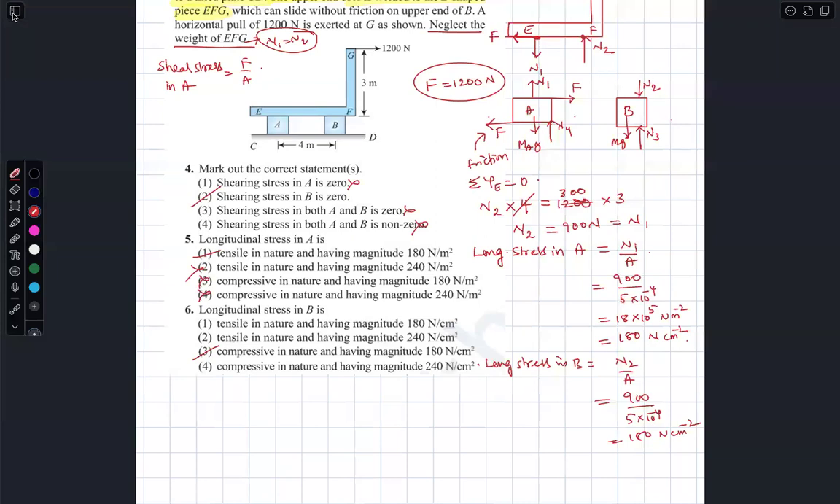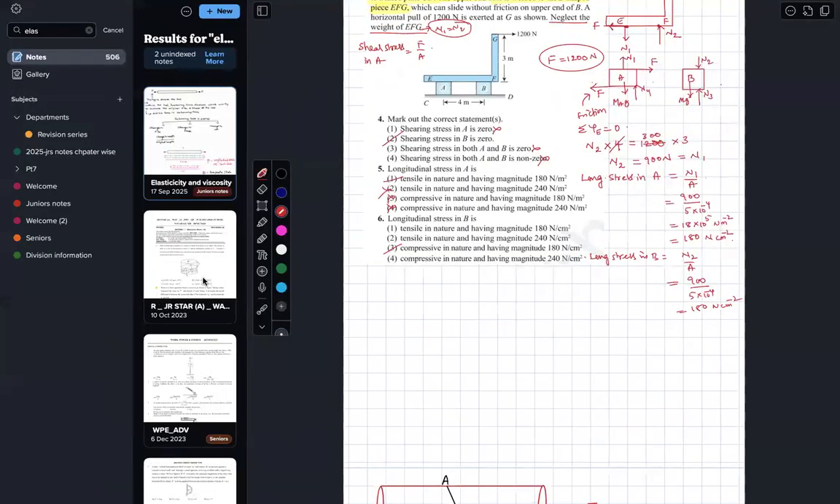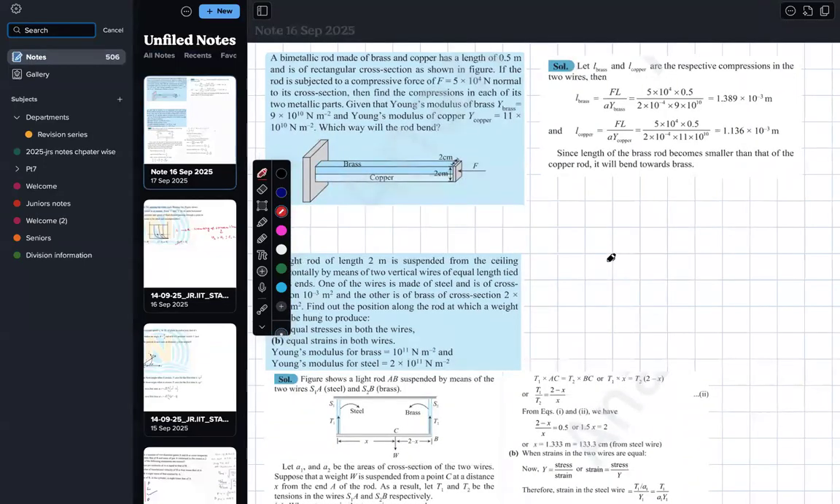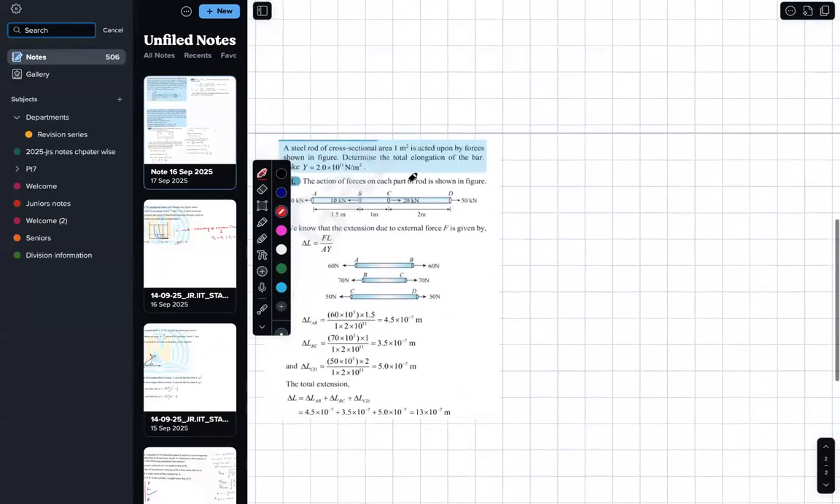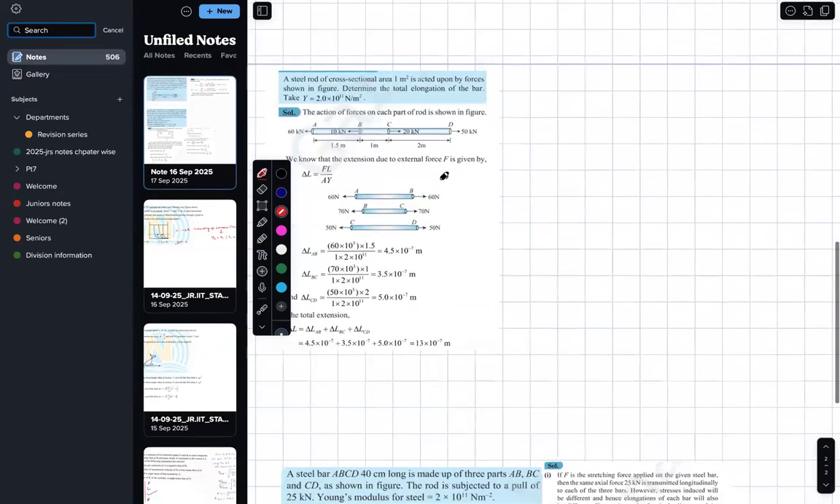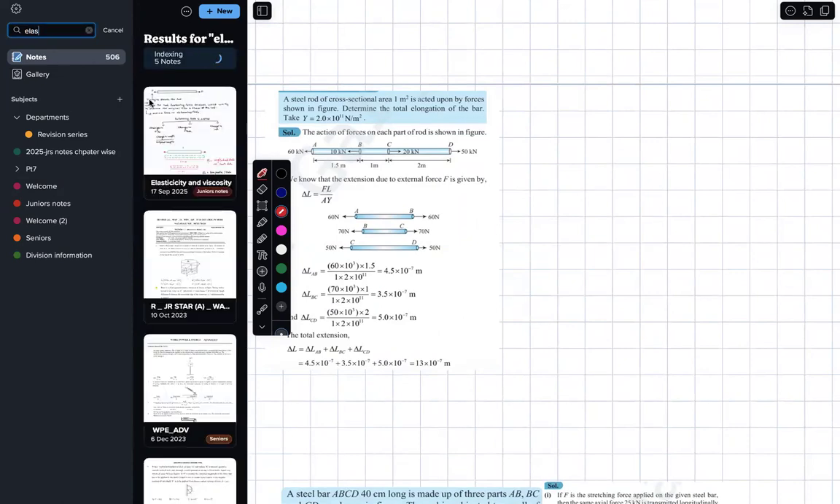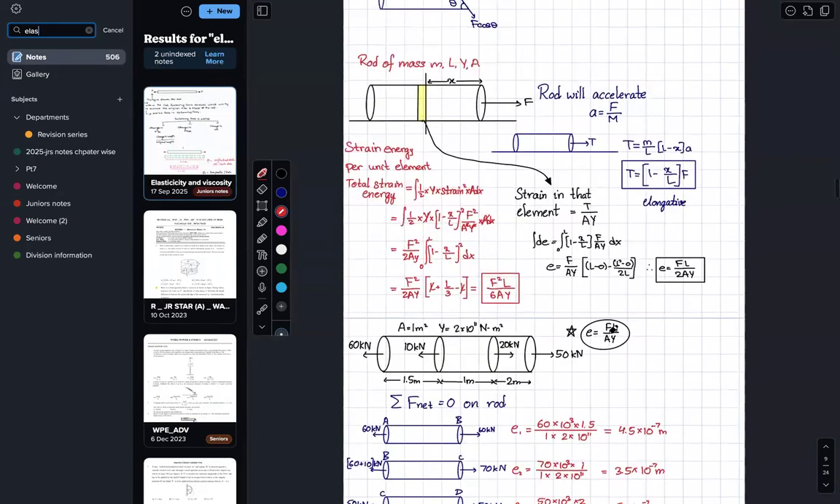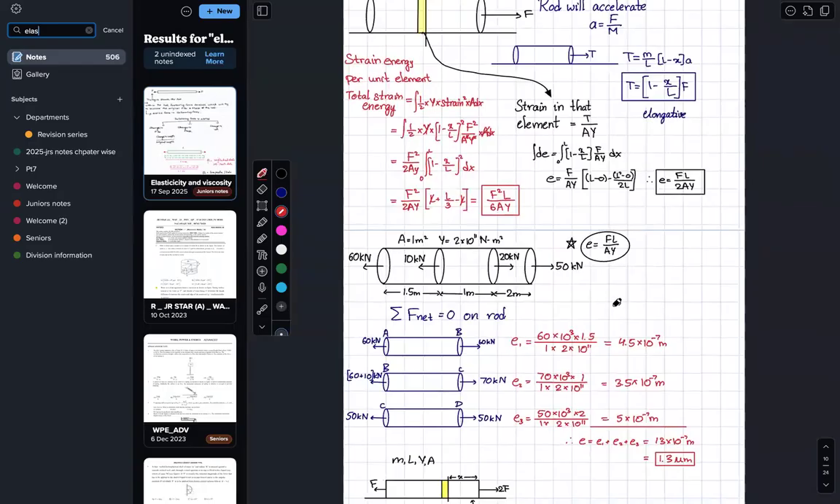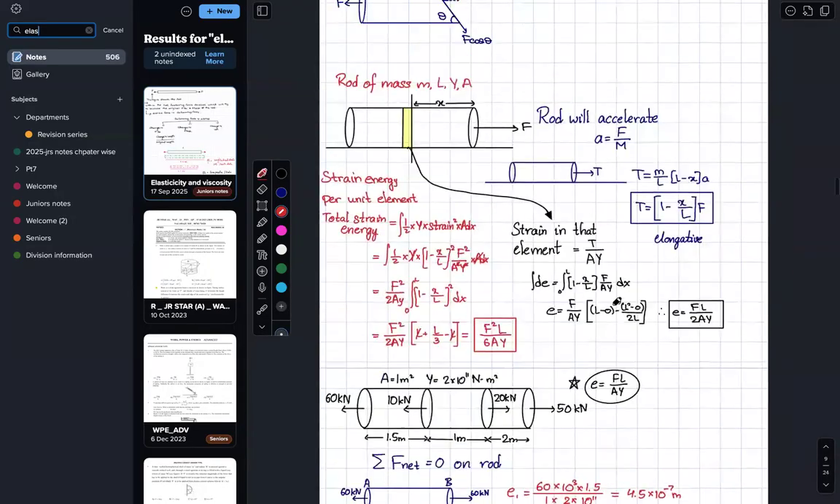Next model. Some models like this we need to do. I have covered all these questions.